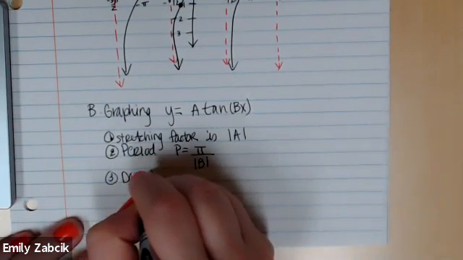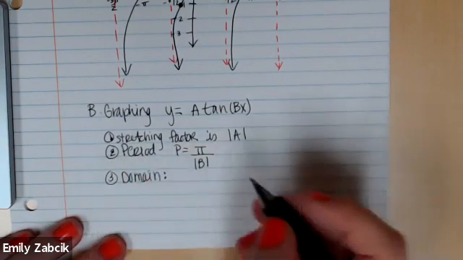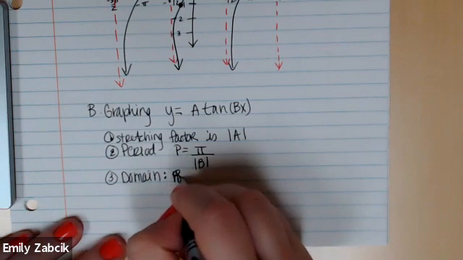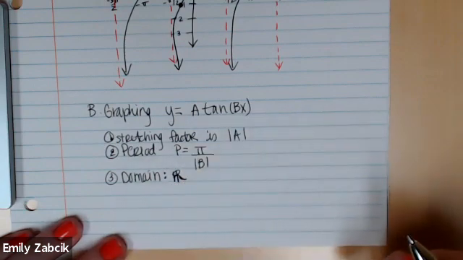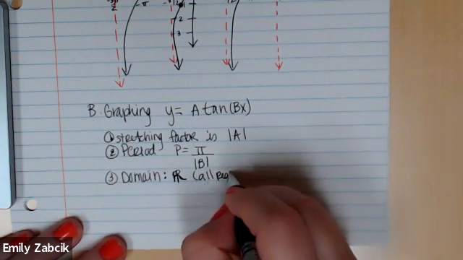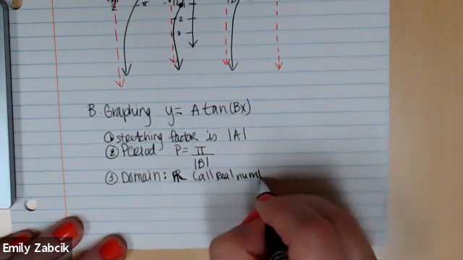Some things to remember in regards to the graph. The domain of this is all real numbers, and you can just write an R with a double stem on it here, all real numbers. Or if you forget what that is, just put your little parentheses and write all real numbers.